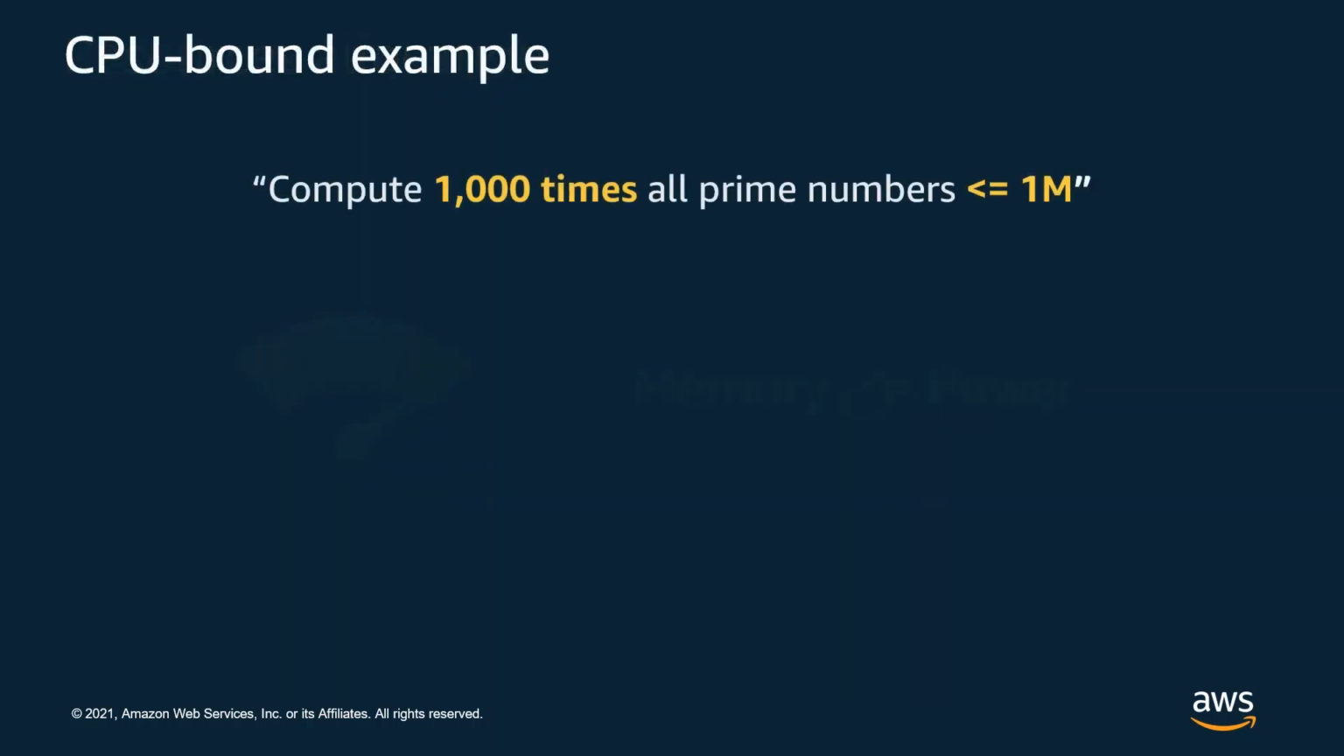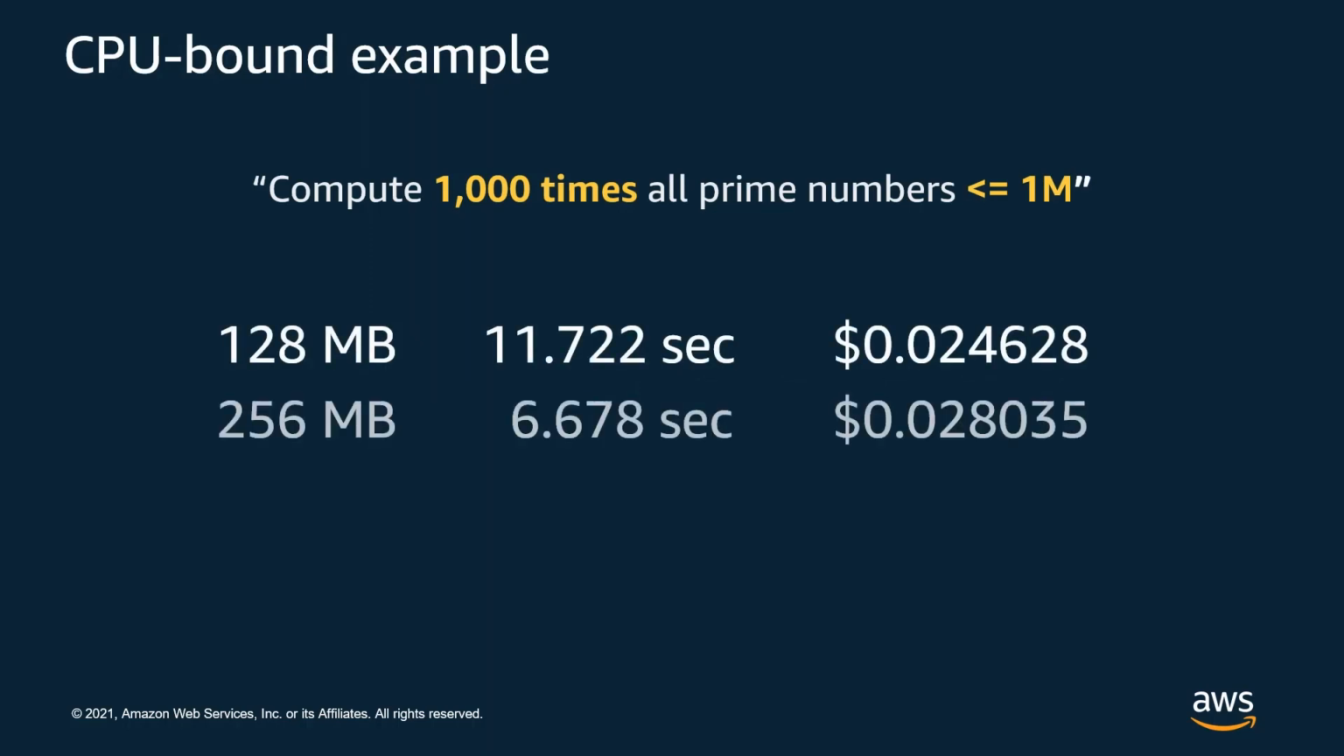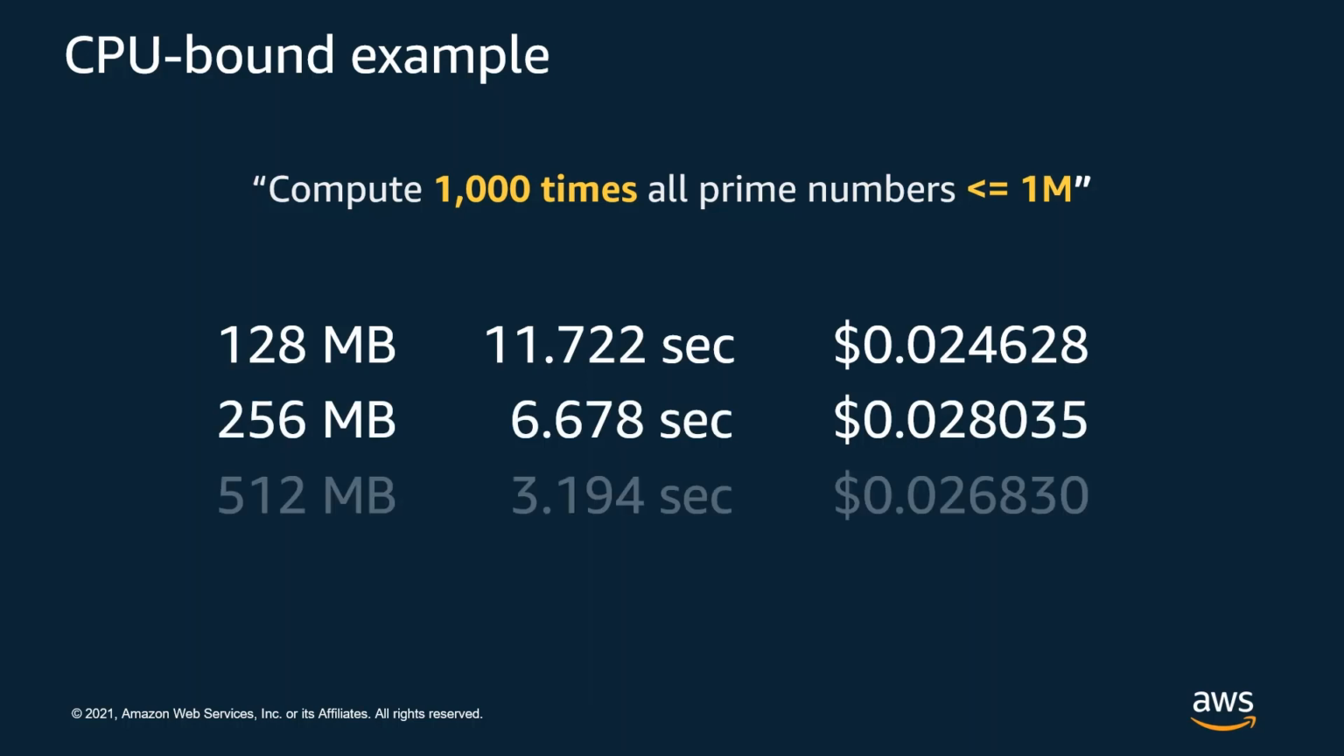Let me show you. Here's an example of a CPU bound function. It computes a whole bunch of prime numbers up to a million. When allocated 128 meg, this takes 11.7 seconds. As we increase memory to 256 meg, the duration drops to 6.7 seconds. Then, when we use 512 meg, half a gigabyte of RAM, it's 3.194 seconds for the duration.